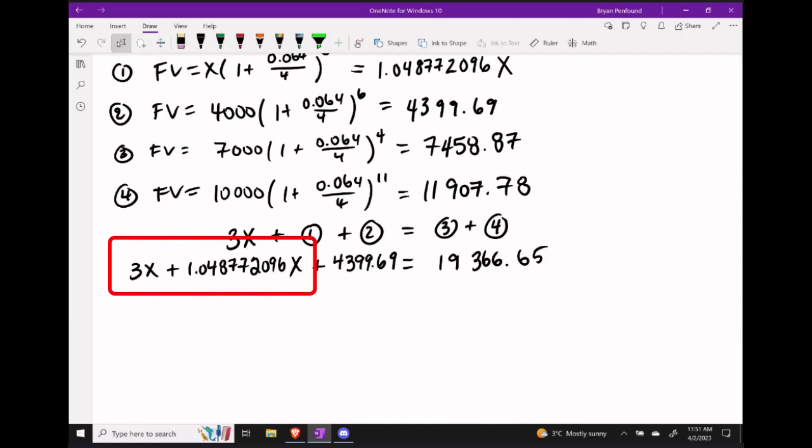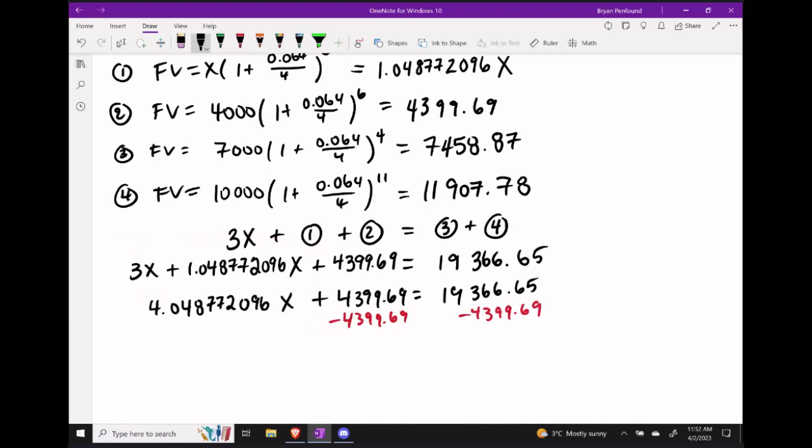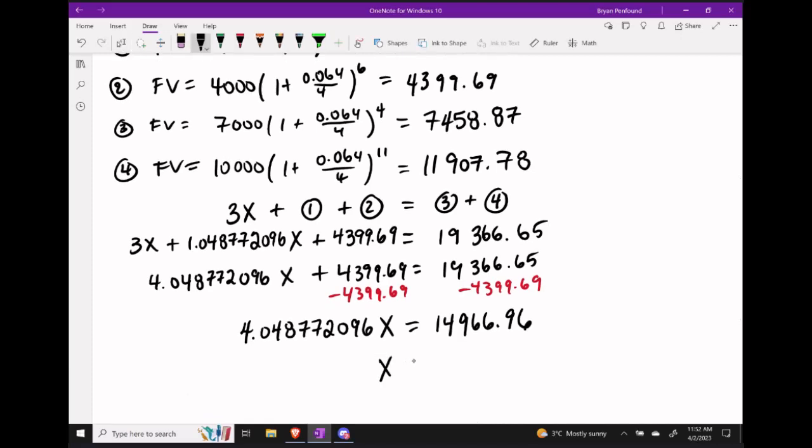And what we need to do first is combine our like terms on the left side. So we're going to take the value of 3, that's the coefficient in front of our first x, and add it to our 1.048. In order to solve for x here, we are going to have to take our 19,366.65 and subtract off the 4,399.69. That should give us $14,966.96. And then, of course, our last step here is to divide both sides by the coefficient in front of the x. So let's take our 14,966.96 and divide by that large decimal number. And that gives x is about $3,696.67.